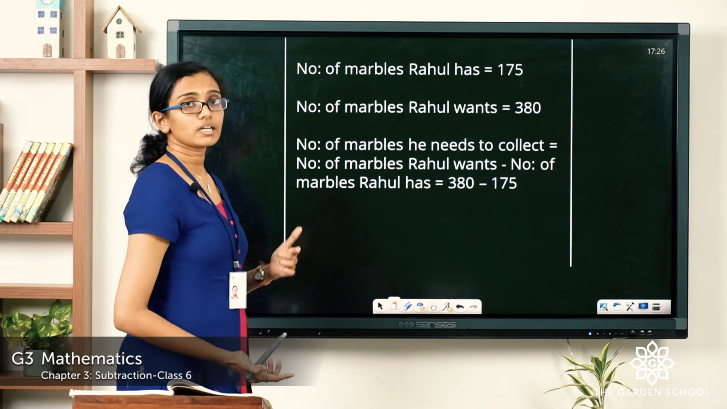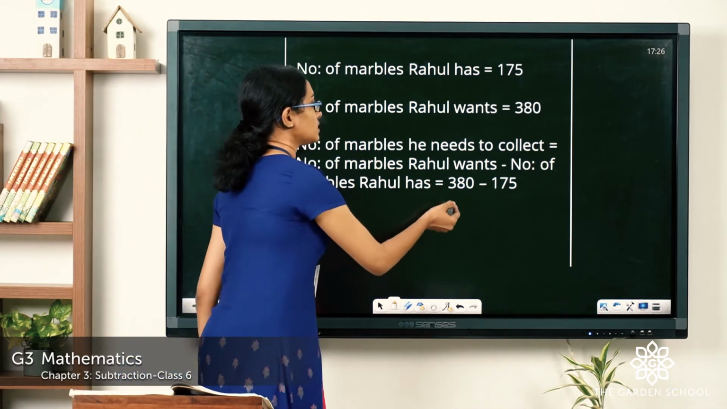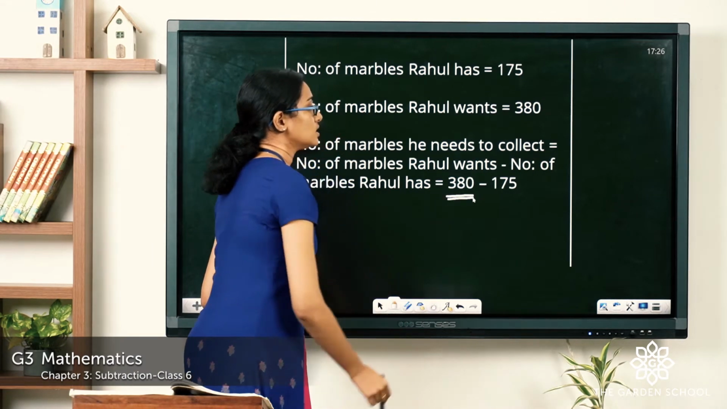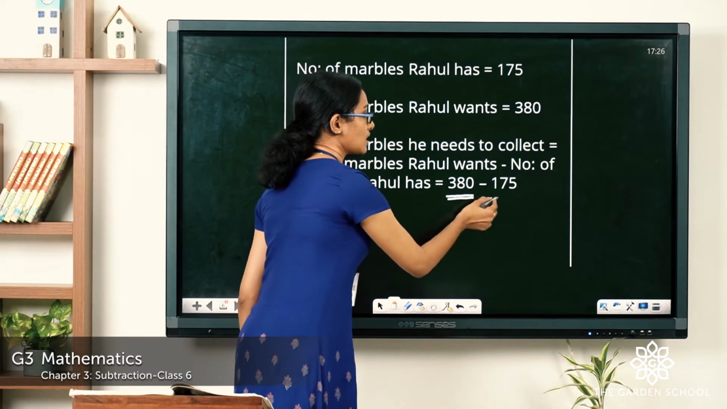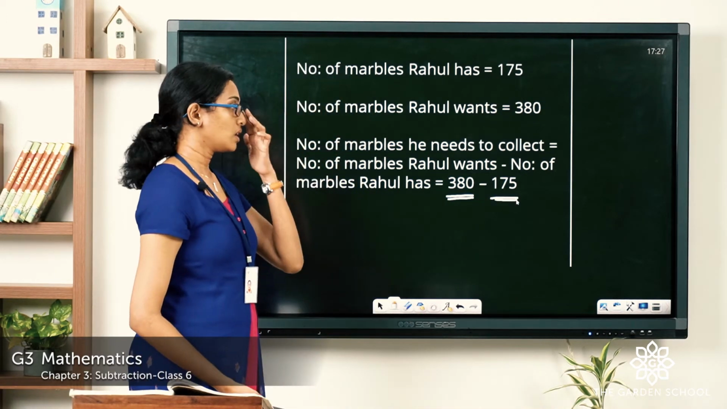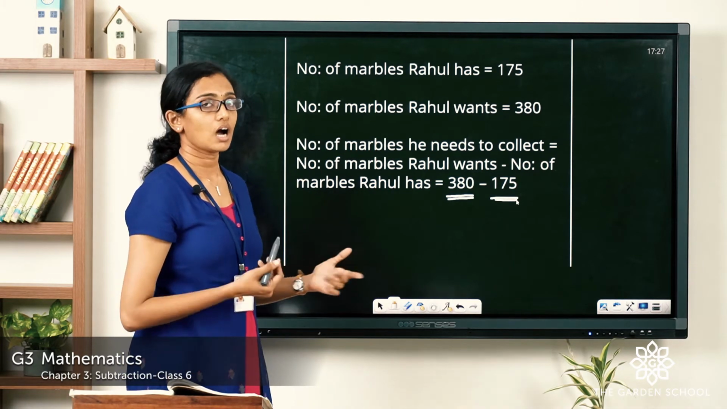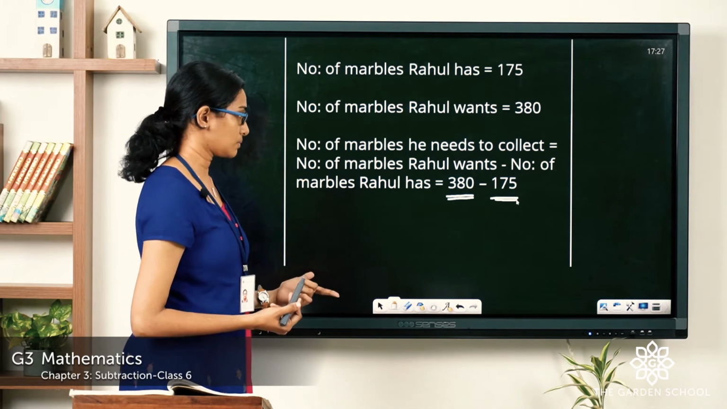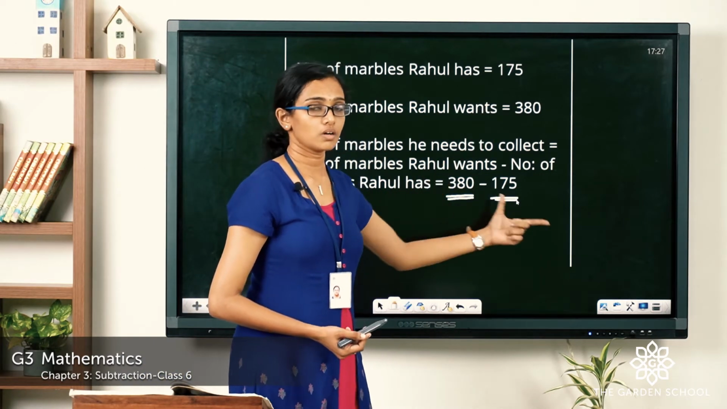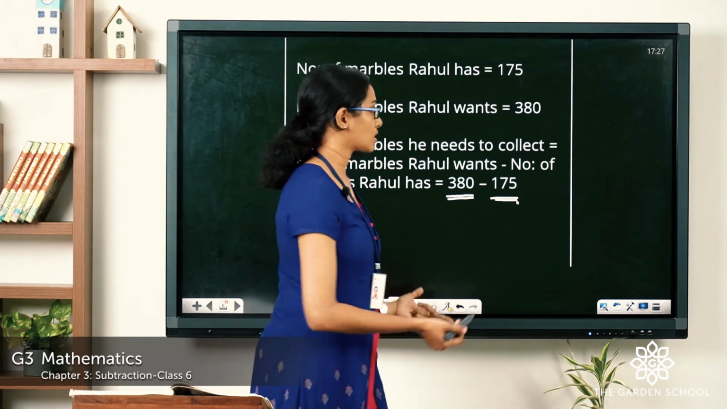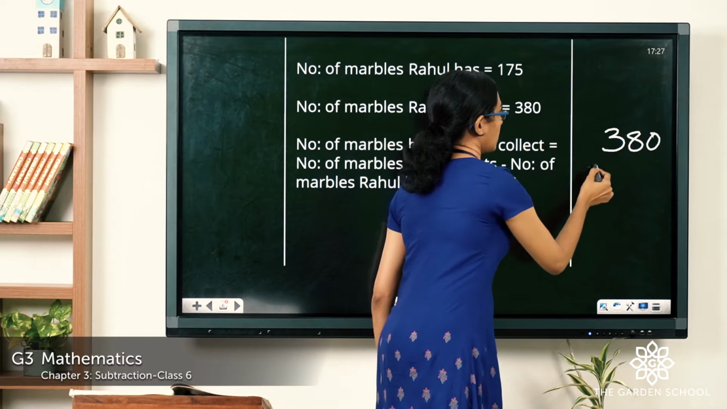So let's substitute the numbers from the data in the question. The number of marbles he wants is 380, and the number of marbles he already has is 175. Now, let's find the difference, and that will tell us how many more marbles he needs to collect. So let's do the subtraction in the working column, which is the broader margin to the right of your notebook.